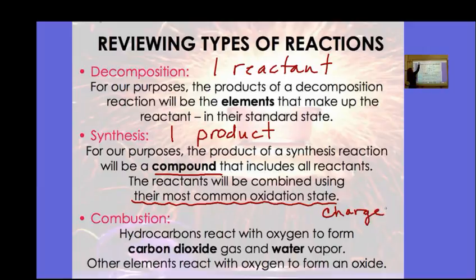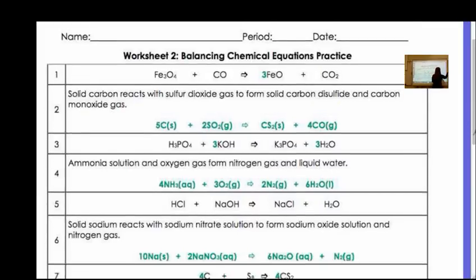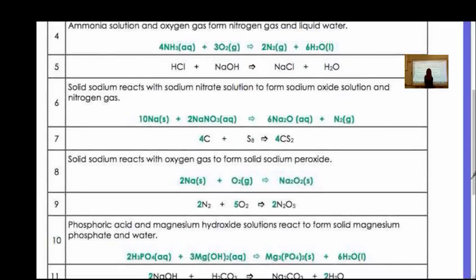So let's go back to worksheet 2. There's lots of examples of synthesis on worksheet 2. Going to number 7. Here's number 7. Carbon plus sulfur goes to carbon disulfide. Why carbon disulfide? Well, carbon, if you look on the periodic table, can be a plus or minus 4, and sulfur is a minus 2. So we balance those out, and it's CS2.